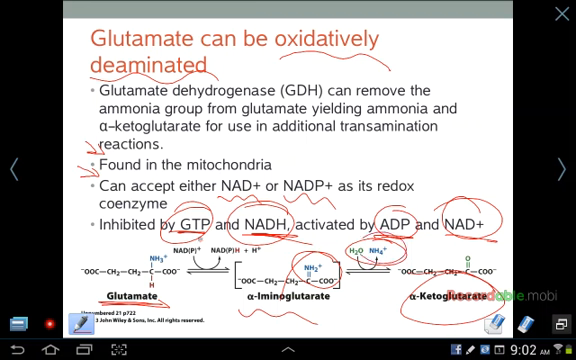Interestingly, I want you to notice that GTP is our inhibitor, not ATP. And so I want you to ask yourselves, why would we utilize GTP as our inhibitor versus ATP? The reason for that is you need to go back to the citric acid cycle and look at where alpha-ketoglutarate shows up in the citric acid cycle and ask yourself, why GTP and not ATP?